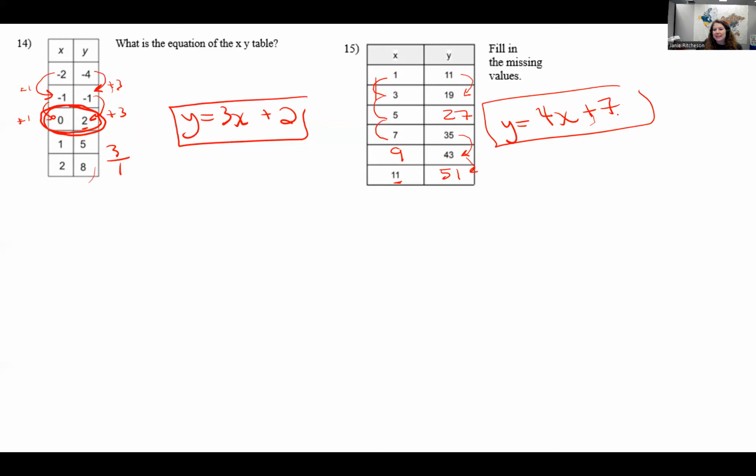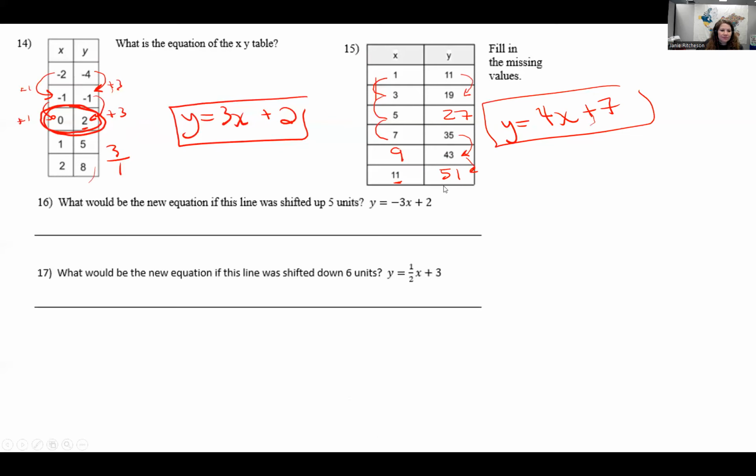And is 44 plus 7 equal 51? Yes, I know I'm right.